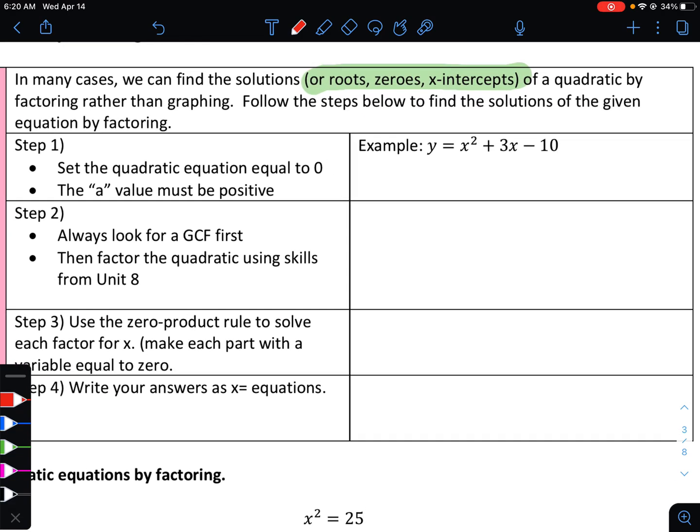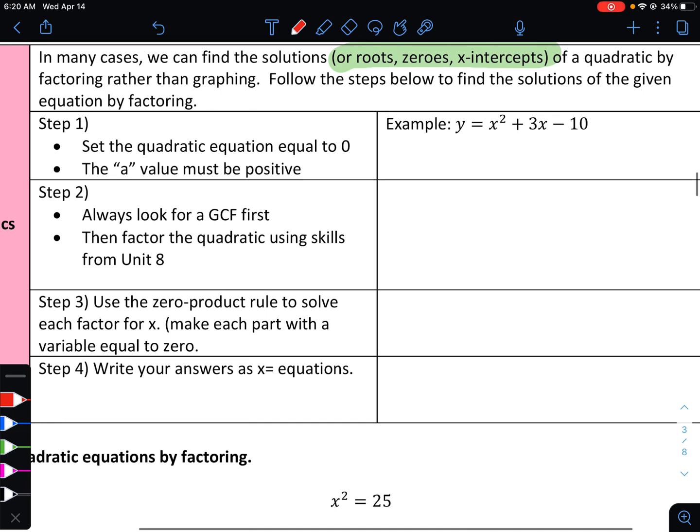So as an example, we've got x squared plus 3x minus 10. Instead of it being equal to y, let's just say it's equal to 0. Now the a value, remember, is the number in front of x squared. We need that to be positive. In this case, it already is, as a positive 1.